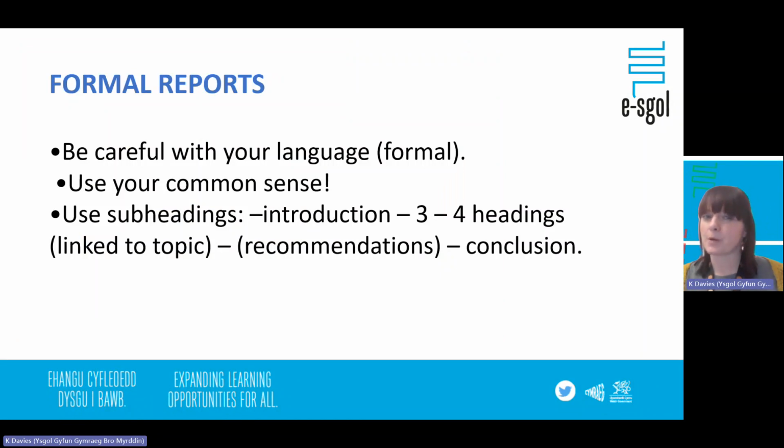Formal reports then, possibly the task that you're least familiar with. This is what I find with candidates, possibly the one that you will practice less in school. What you have to ensure is that you are careful with your language, that you make sure you use common sense. If it's a formal report, you've got to make sure that you have got that correct tone, that you put it into organised subheadings, so an introduction, 3 to 4 headings which are linked to the topic, some recommendations on improvements, and a conclusion.